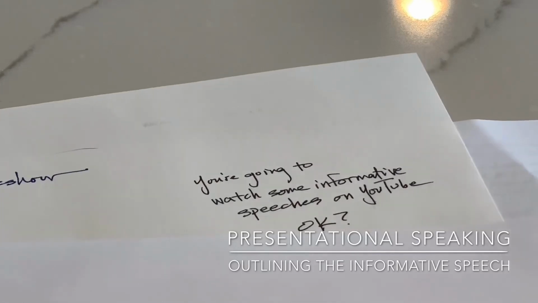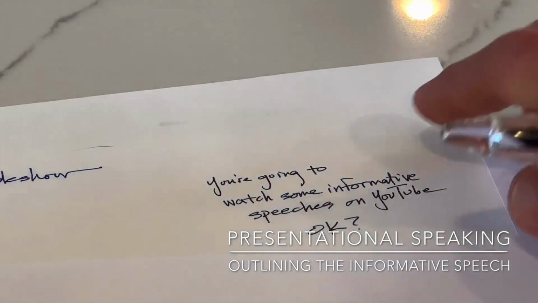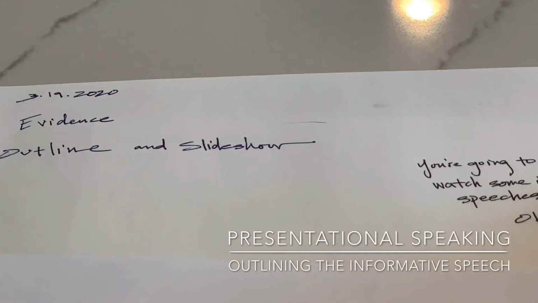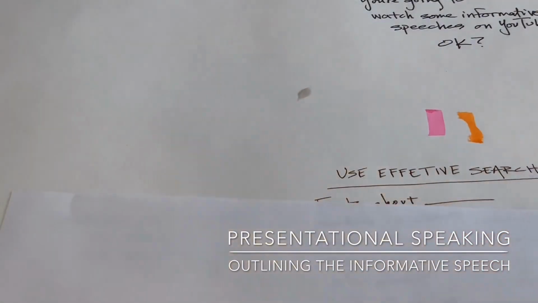Just some other things you want to keep in mind: you're going to watch some informative speeches on YouTube over the next couple of days, right? And I'm going to want you to evaluate them, what's good about them, what isn't. You're probably going to have to do a little bit of a write-up. You'll probably do a peer evaluation sheet type of thing for the YouTube speeches that I'm going to have you watch. All right, so as I was talking about just before, we want to consider our search terms, right?